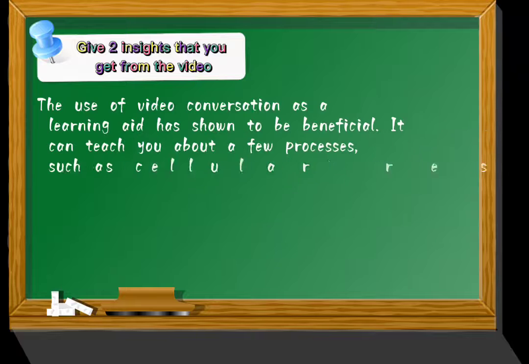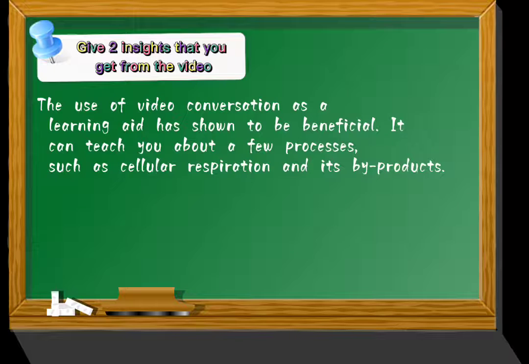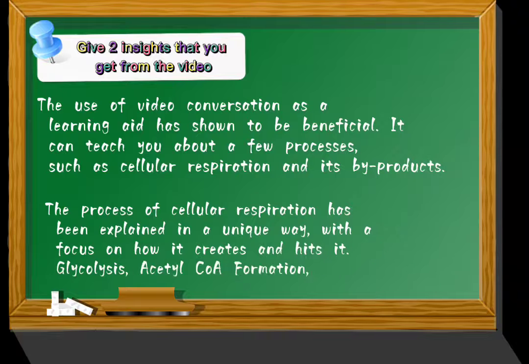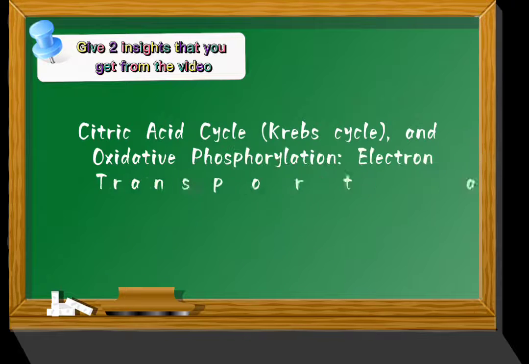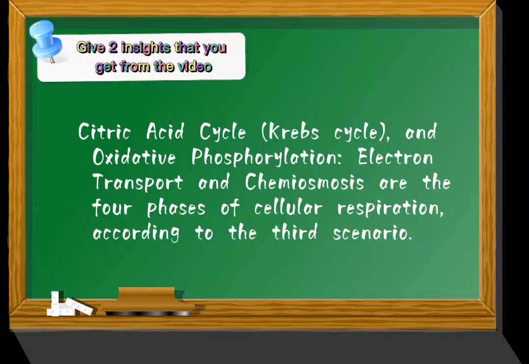Give 2 insights that you get from the video. The use of video conversation as a learning aid has shown to be beneficial. It can teach you about a few processes, such as cellular respiration and its byproducts. The process of cellular respiration has been explained in a unique way. Glycolysis, acetyl-CoA formation, citric acid cycle, Krebs cycle, and oxidative phosphorylation, electron transport, and chemiosmosis are the phases of cellular respiration, according to the 3rd scenario.